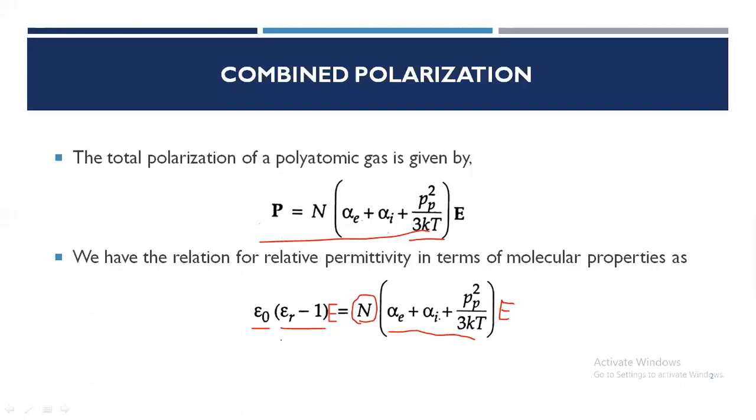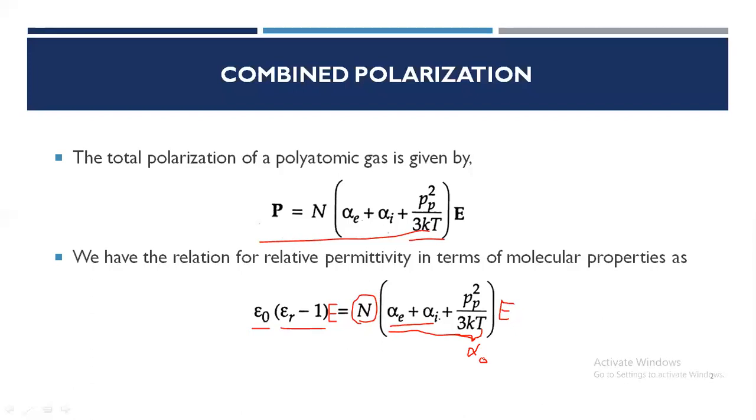This last equation enables us to separate alpha E plus alpha I, and this P squared term. Alpha E and alpha I are practically independent of temperature. Whereas the third term, that is P squared upon 3kT, which is implicitly read as alpha O, that is orientational polarization, is dependent upon the temperature.